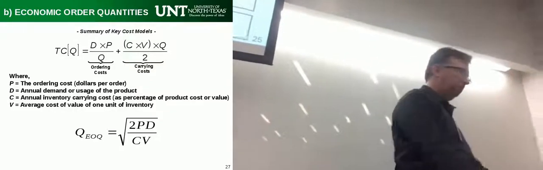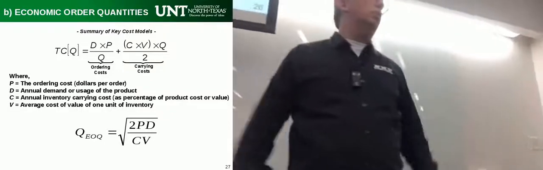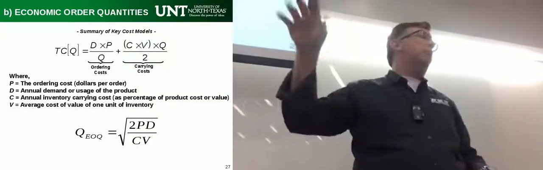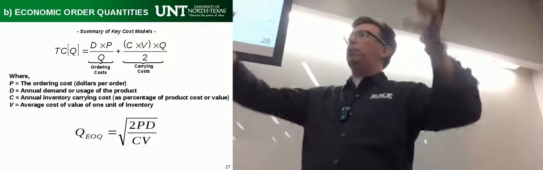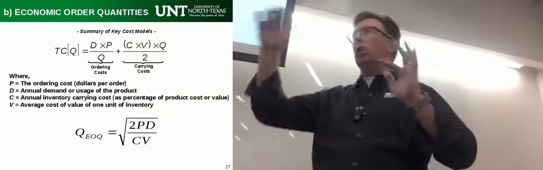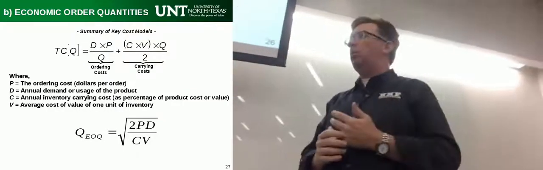Once I know all those variables, I can tell you the total cost of balancing my holding cost and my placement cost. I just add those two things together. And if I do a little bit of algebra, I can solve for X and determine the cost-optimum economic order quantity.